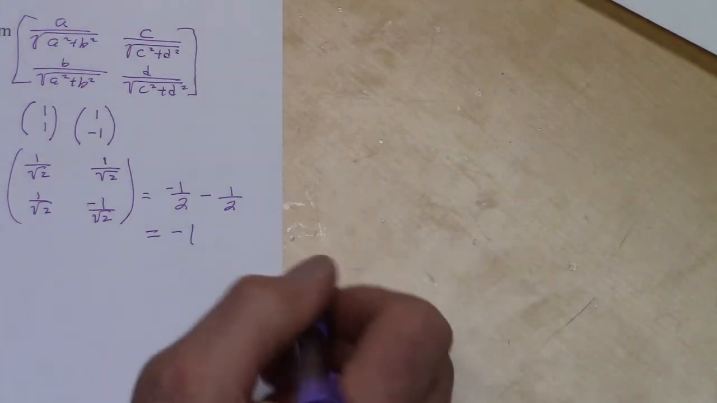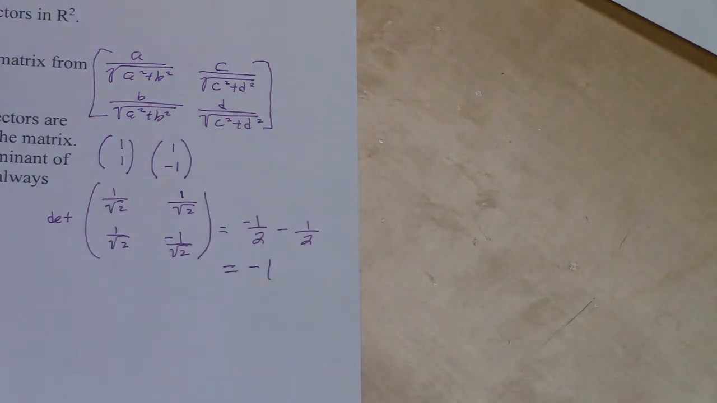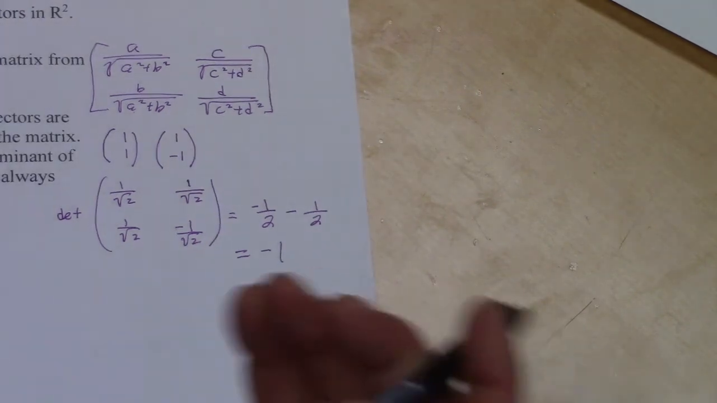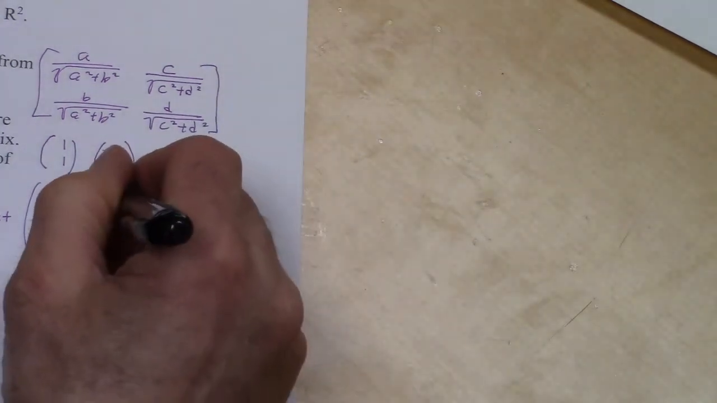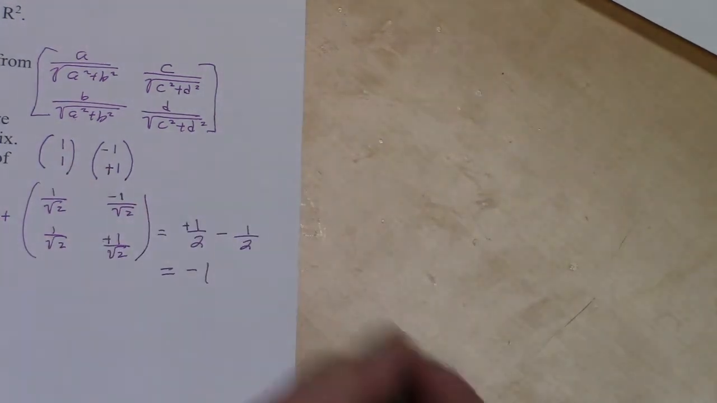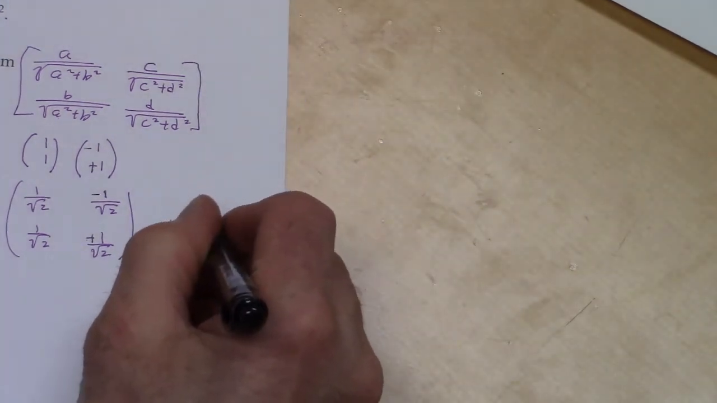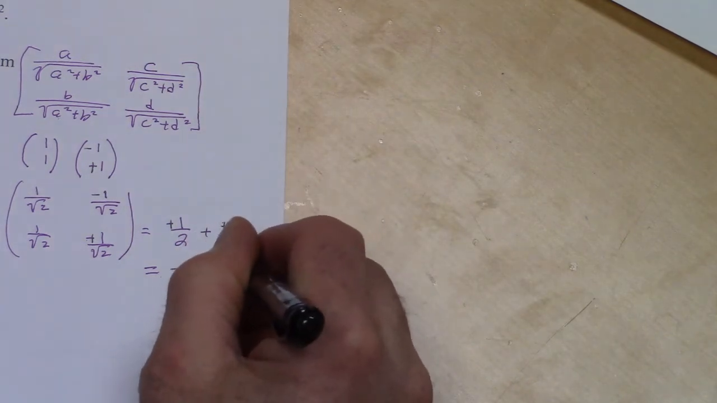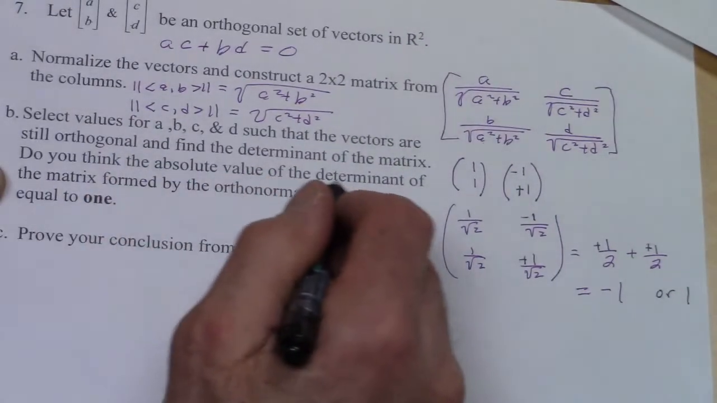Now, we could have selected the first element in that second vector to be a negative. This could have been a negative 1 here and a positive 1 here. So this would have been 1 times 1, or positive 1/2, minus 1 times negative 1, which would have been a negative 1, and subtracting that would make it plus. That would have given us a positive 1 if we had used negative 1, 1.